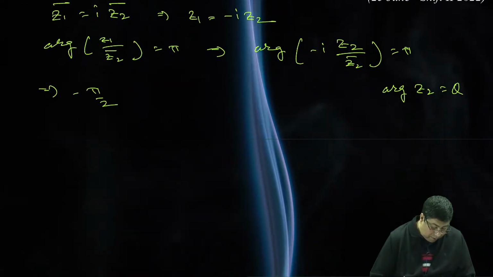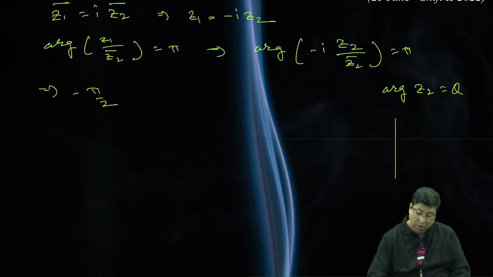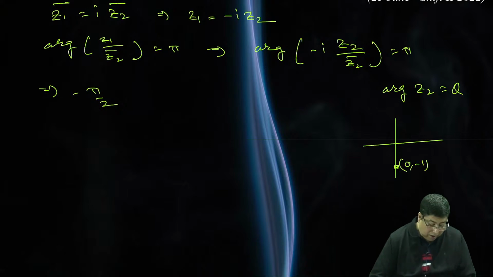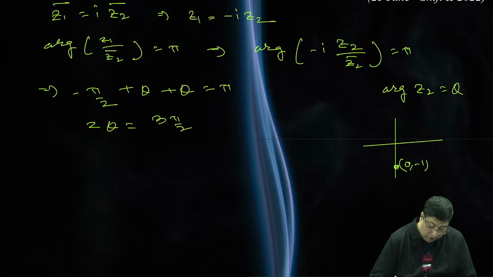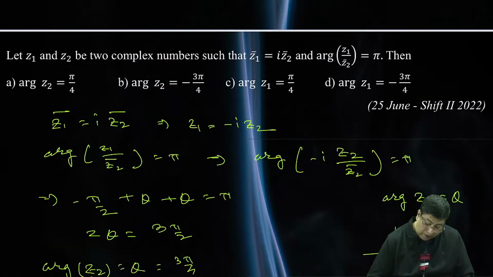So, minus pi by 2, because argument of minus i is minus pi by 2. Minus i means 0 comma minus 1, this point 0 comma minus 1, this is minus pi by 2, that is why minus pi by 2 plus theta equal to pi. So, 2 theta equal to 3 pi by 2. So, argument of Z2 equal to theta equal to 3 pi by 4. And what is the target?